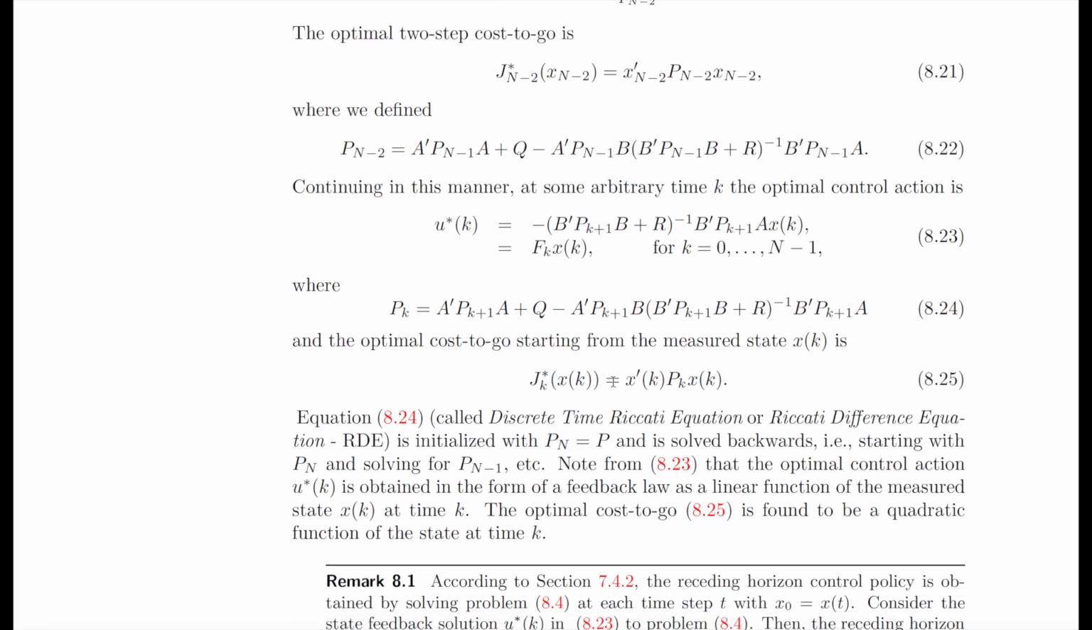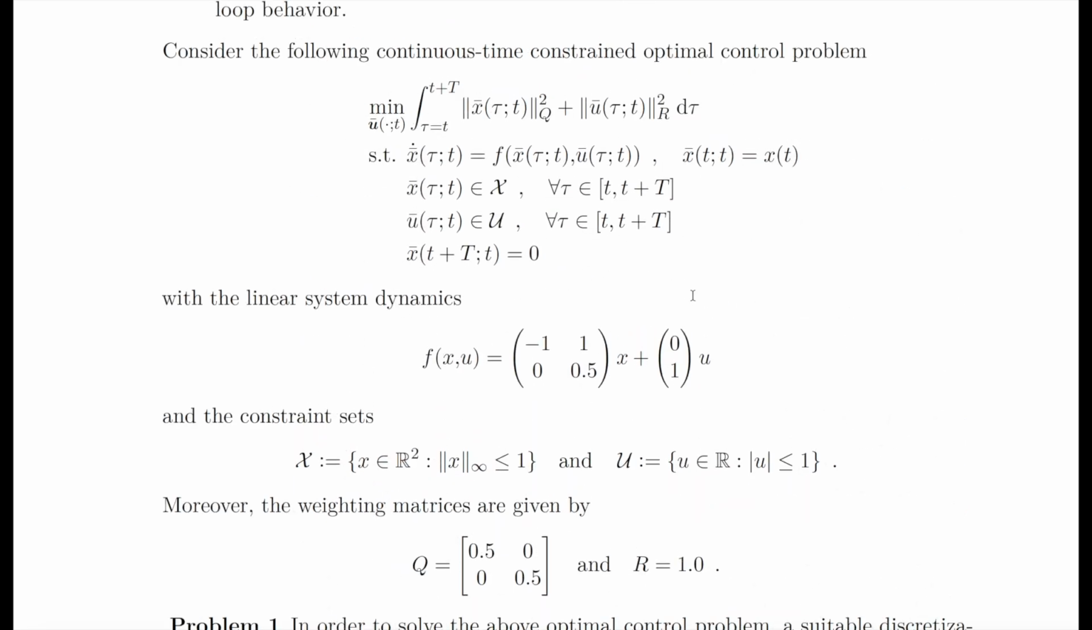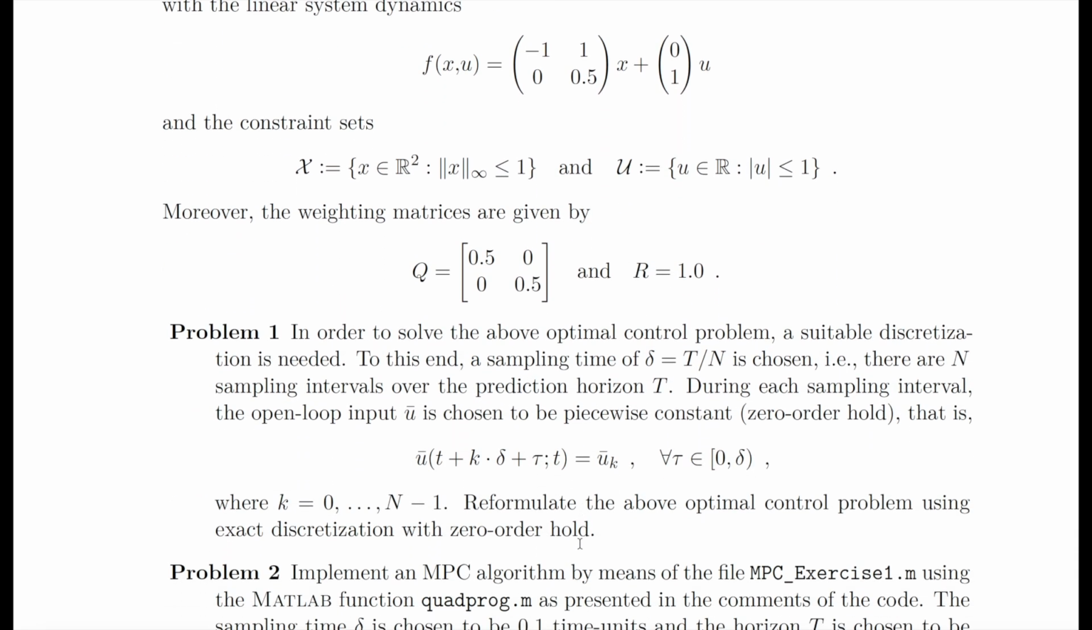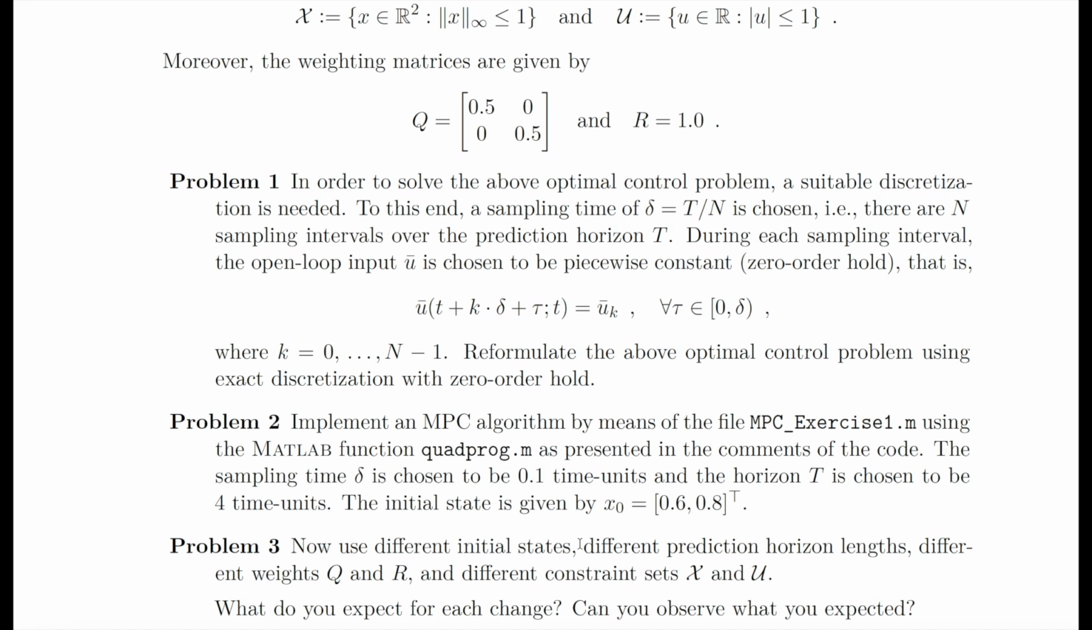This you will see in other courses on optimal control. It is called the discrete-time Riccati equation or Riccati difference equation. We want to find an optimal control, a constrained optimal control of this system with these constraints on the state and with this quadratic cost to minimize using these Q and R weighting matrices. So the idea is how to use quadprog for this problem.